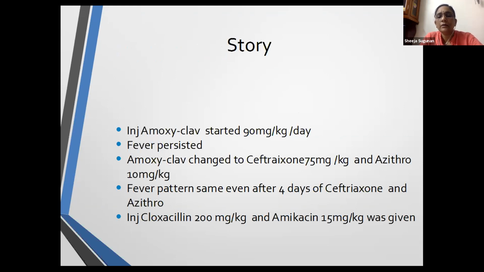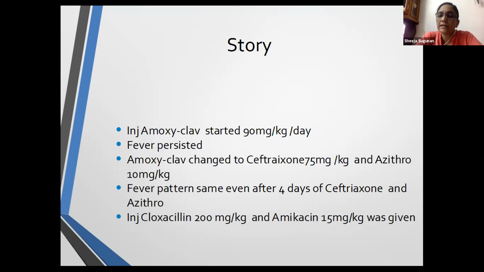But what is bothersome is that after 4 days, the child is in fact deteriorating and not improving. And cloxacillin with amikacin, as I already said, I wouldn't be very much in favor of for this child, taking the whole clinical scenario into perspective. But high fever is persisting. We cannot blame the physician because he started amoxiclav, it didn't respond, then he changed to ceftriaxone and then azithromycin, but still the fever is persisting. And he might have thought that staph is a strong possibility.